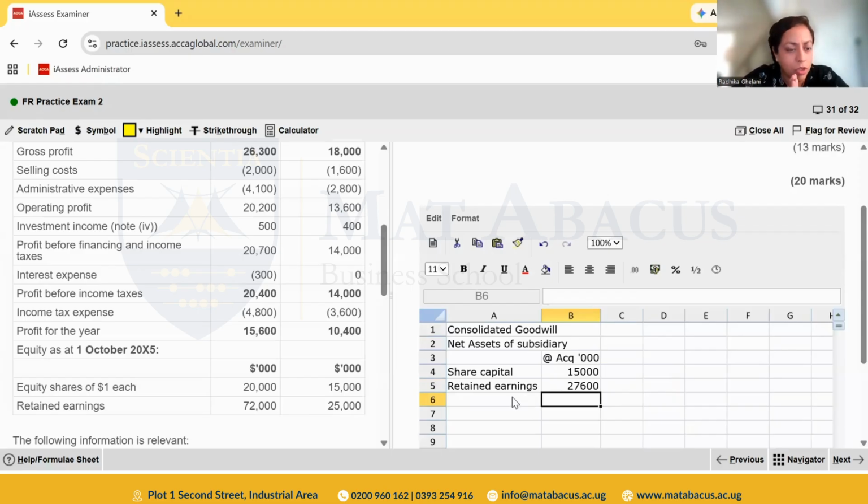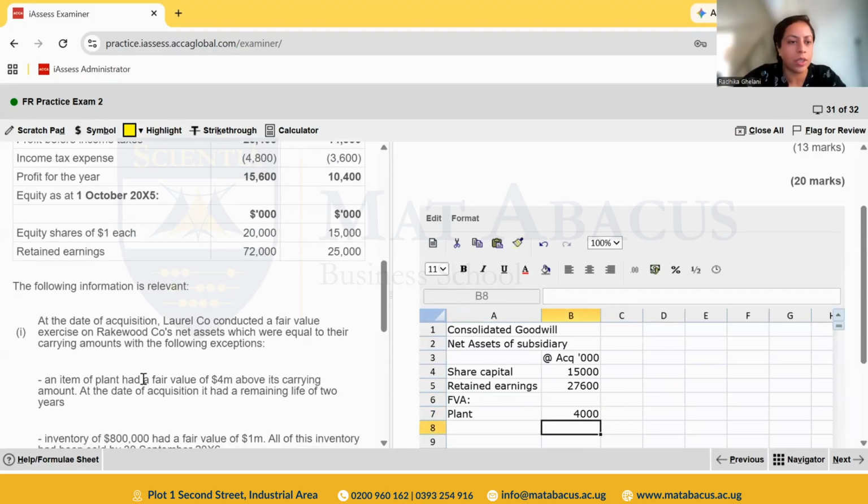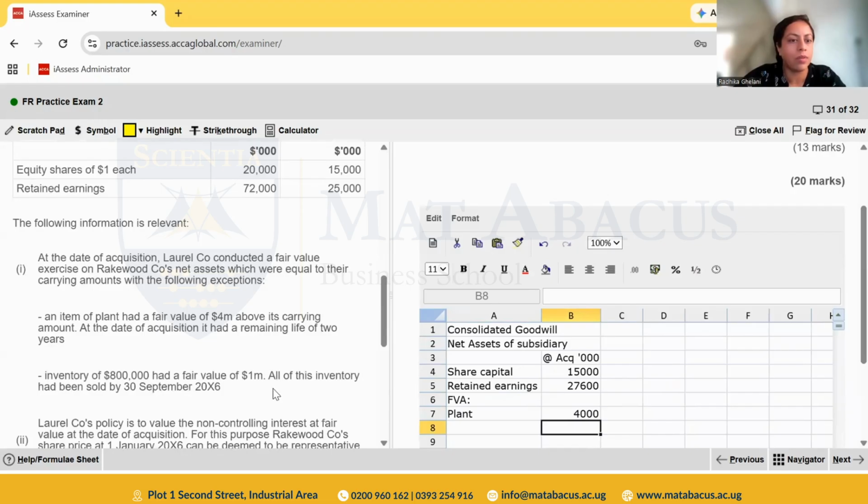Remember, there was a fair value adjustment for 2 things. So we have to do the fair value adjustments as well, starting with our plant. They've told us the fair value of the plant was 4 million above its carrying amount, as you can see in note 1, and the fair value of inventory was 200,000 above its carrying amount. So inventory 200. And that's it. We can get the net assets at acquisition.